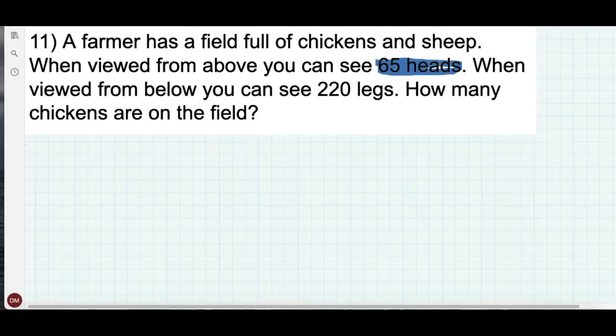right? Whoa, that's not a very good color. 65 heads, that's how many we have, right? And then we've got, so that's a total.